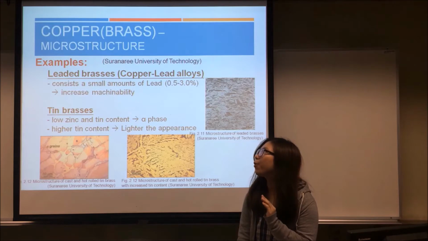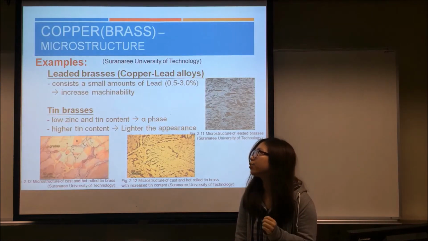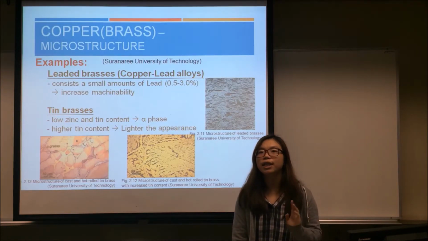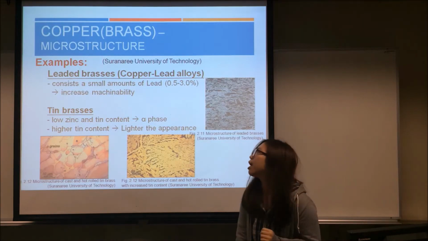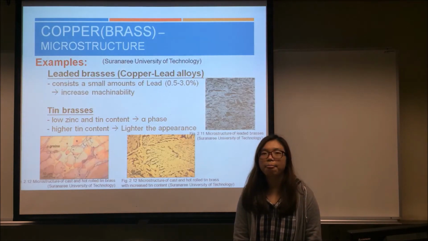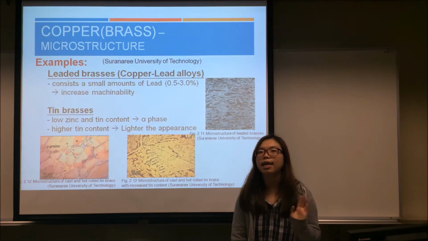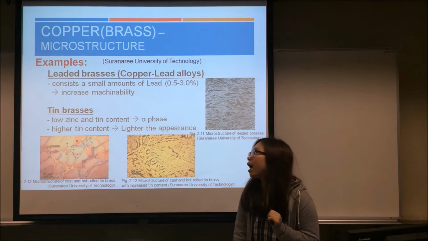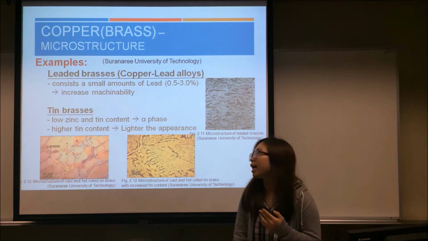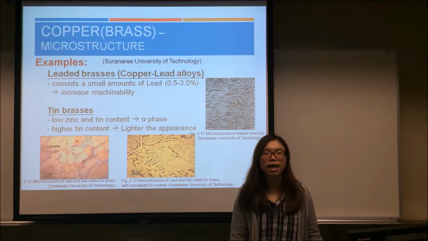Here are other examples of the alloys, which are also brasses. First, the lead brasses, copper lead alloy. It consists of a relatively small amount of lead with a view to increase its machinability. And the second is the tin brasses. It contains low zinc and tin content, in which a single alpha structure is formed. A lighter appearance can be achieved by increasing its tin content.